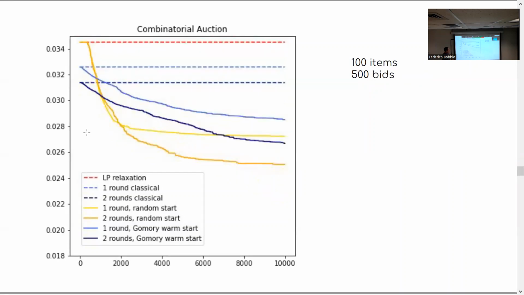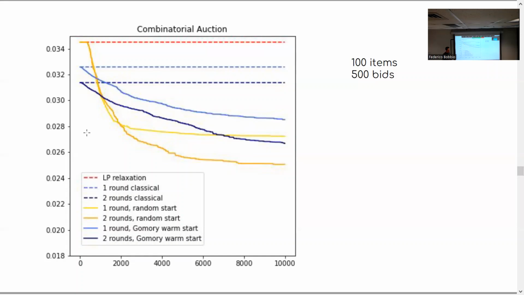Same thing with other classes of problems. This is the combinatorial auctions problem. So this is a class of problems where you're bidding on items. They're pretty similar to set cover problems, and we have the same phenomenon. It works well as well. The random start is actually slightly better than the standard.